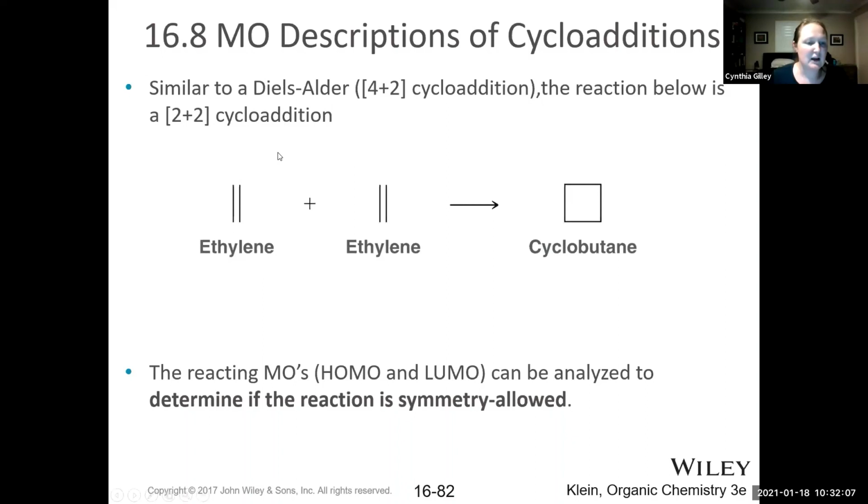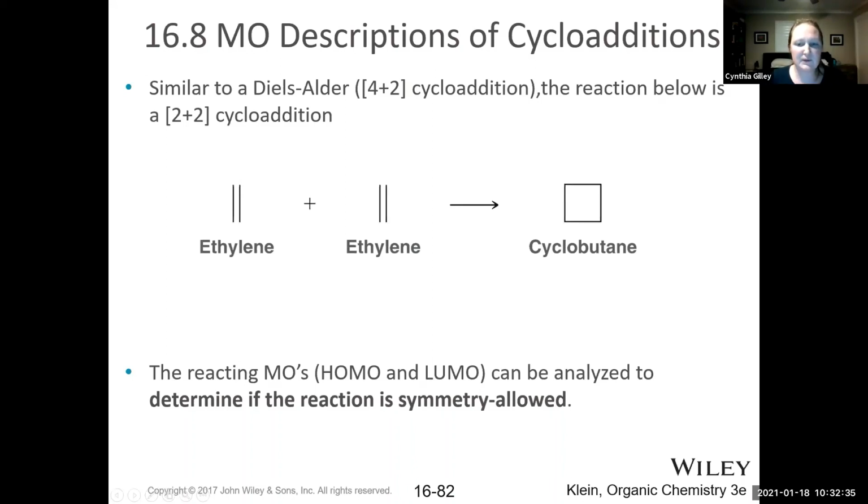And it's called a 2+2 because we have a 2-pi system reacting with a 2-pi system. If we wanted to get these alkenes close together, we could shift the pi bonds to form new sigma bonds and generate a 4-membered ring. So even though I could draw arrows that would suggest the formation of a 4-membered ring, the question is, does this work? Would this reaction work?